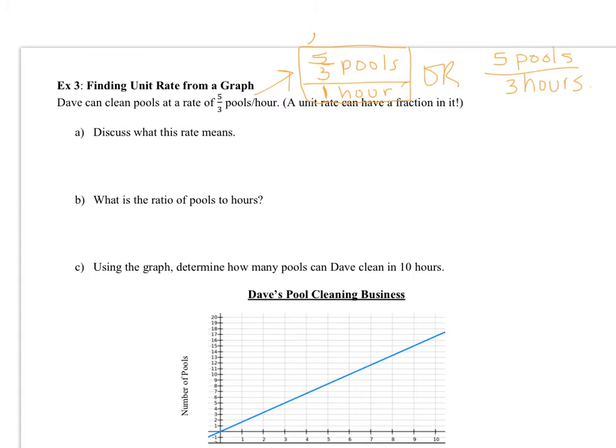Or I could also break it down and say I can clean 5 pools in 3 hours. Or Dave can, I'm not that fast. So 5 pools in 3 hours, or the 5/3 pools in 1 hour. So let's see what they're wanting us to find. So letter A says discuss what this rate means. So if I use that first ratio here, the 5/3 per 1 hour, it means that in 1 hour, Dave can clean 5/3 of a pool. So it is per hour, so that's our unit rate.